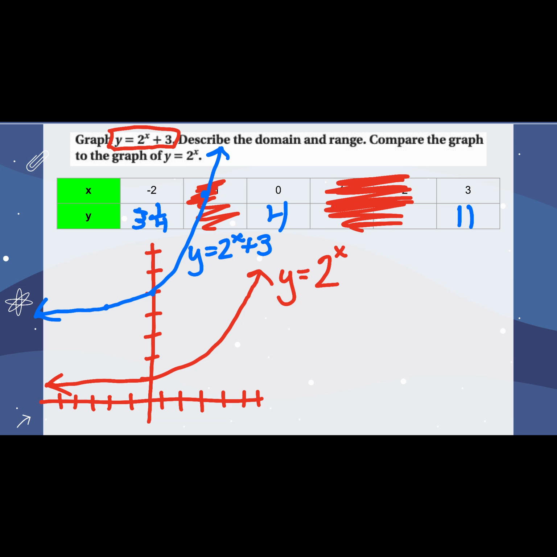Now, if we describe the domain and range of the blue graph, listen up, we're almost done. I know I've been talking for almost 18 minutes. What would the domain be? What are all the possible x values of this graph? Lucian, what do you think?